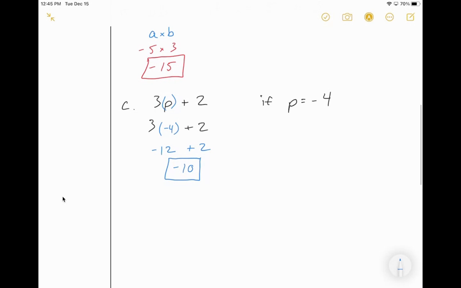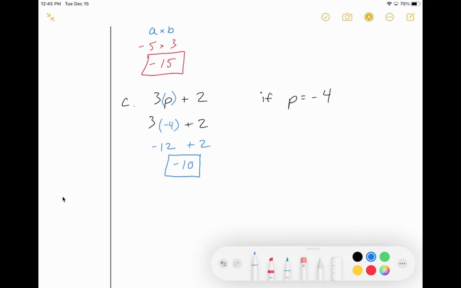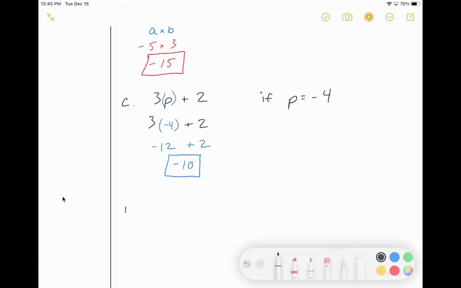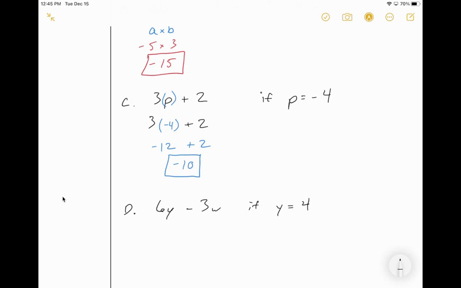You guys ready? Let's try one that's a little bit harder. You guys seem to be doing pretty well on this. All right, this one's going to be pretty tough. Here we go. 6y minus 3w if y is equal to 4 and w is equal to -2. Go ahead and put that one in the chat once you think you got it.